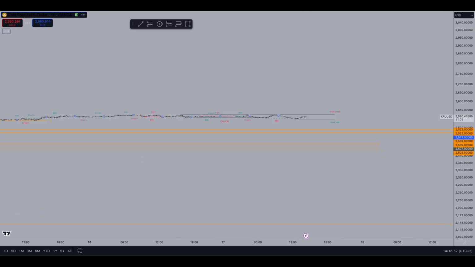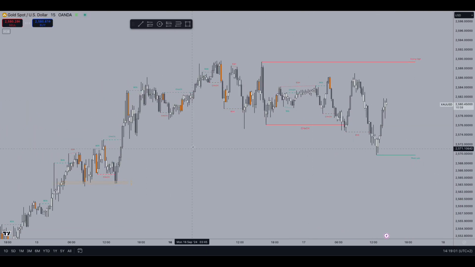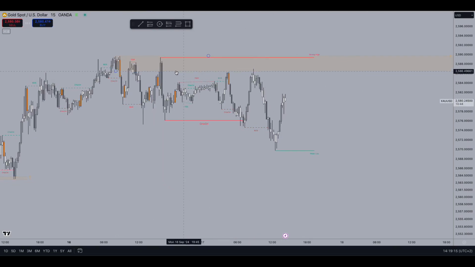So on a 15-minute, now what we can see, basically price was breaking these lows. Now we had a small change of character in here, a supply zone. Price retested that zone quite a few times. So the more times price retests such a zone, the weaker it gets. For now, we don't really have a strong demand zone yet.